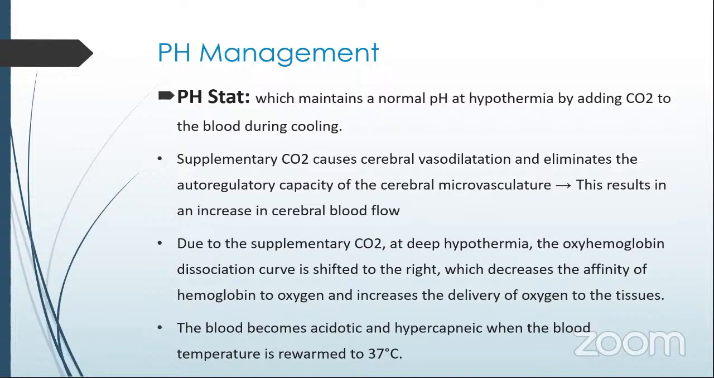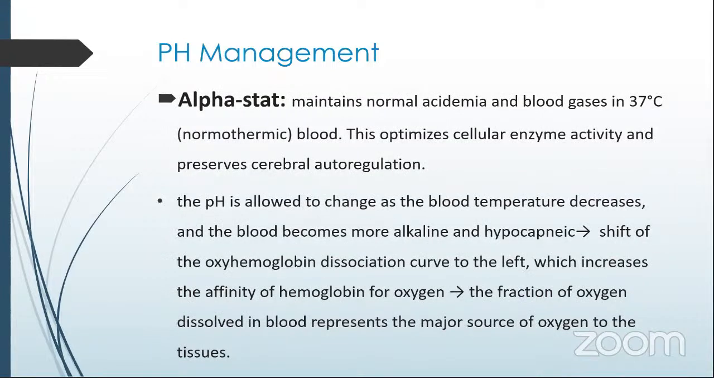Keep in mind that you are adding CO2, so while rewarming, the blood will become acidotic and hypercapnic when the blood temperature is rewarmed to 37. In contrast, the alpha stat maintains the normal acidemia in the blood at normothermia, which is normal pH and normal temperature. And this will optimize the cellular activity because the autoregulation of the microvasculature of the brain will not be lost. So this will optimize the cellular enzyme activity and preserve the cerebral autoregulation.